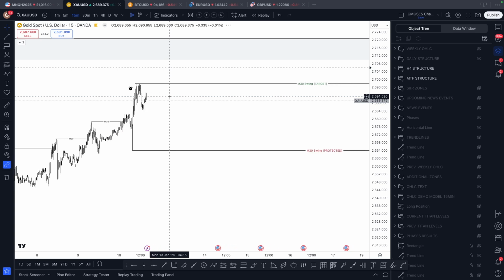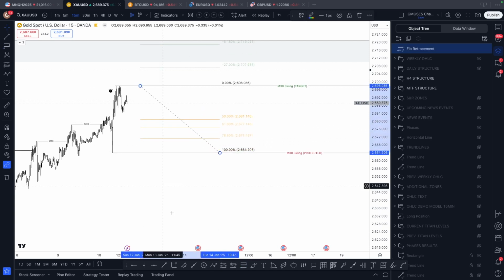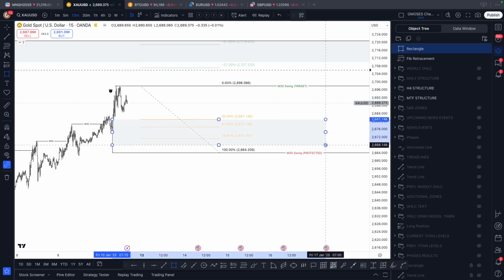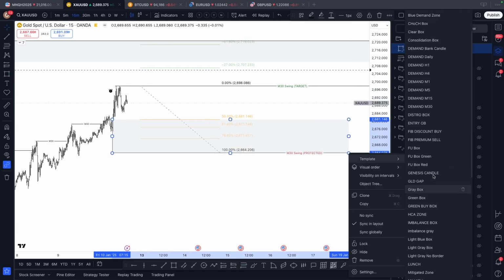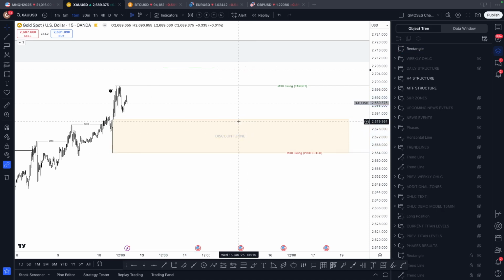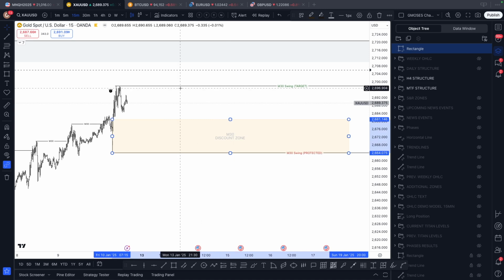Okay, so right now, one of the things that I'm possibly looking for is a pullback on the 30-minute. And I would like to see, and this is a Fibonacci tool for those that don't know, I would like to see price come back into this golden area here. This is our discounted area, which is 50% or greater. That's where I'm looking for this retracement to go before price continues to the upside.